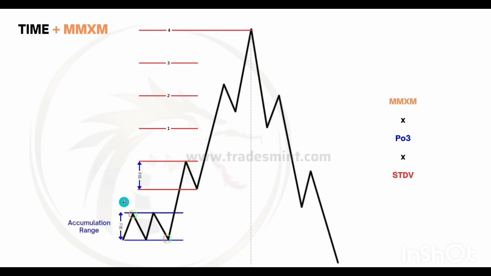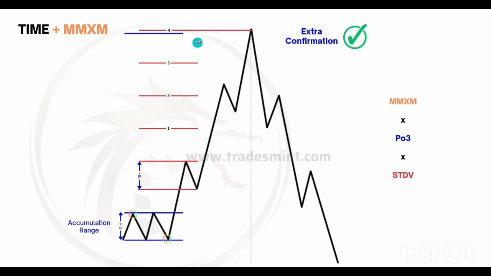If we take our accumulation range and run fib deviations higher, and we get 2 deviations that are in close proximity to each other, this again gives us extra confirmation that the buy program is likely to complete at this level. Of course, we would have to have a higher time frame level to the left.